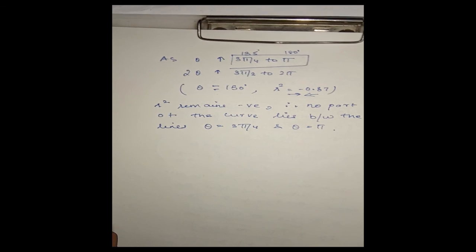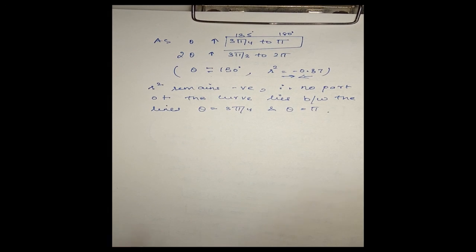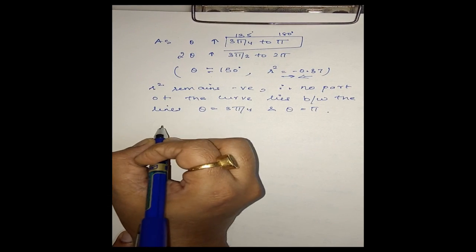Since this curve has no symmetry, we have to consider all four quadrants. Now, after π, we move to the third quadrant.